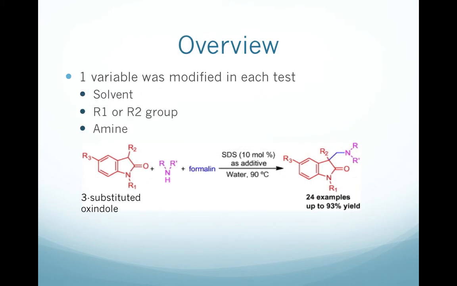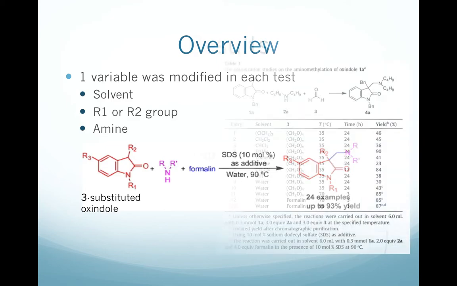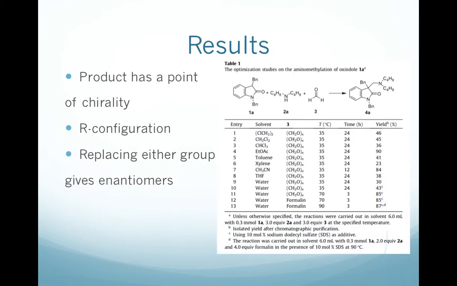There are 3 separate groups of reactions within this procedure. The first group modified the solvent, the second group modified the R groups, and the last group of reactions modified the choice of amine. For stereochemistry purposes, we'll be looking at the first group of reactions since the reactant stayed constant. Through the use of several solvents, we see the target molecule stayed consistent with different yields being produced.